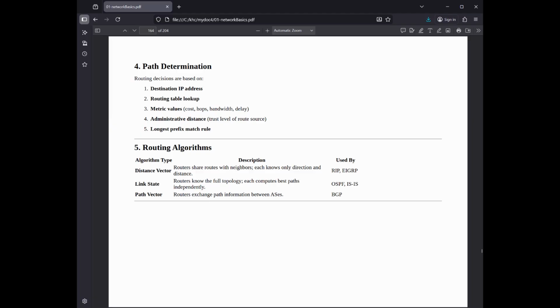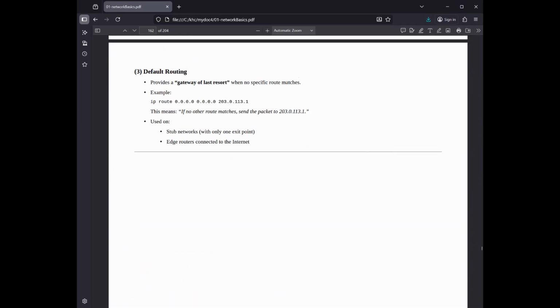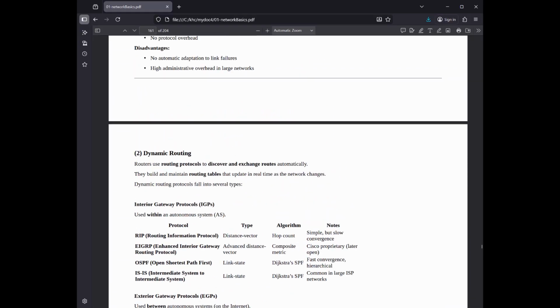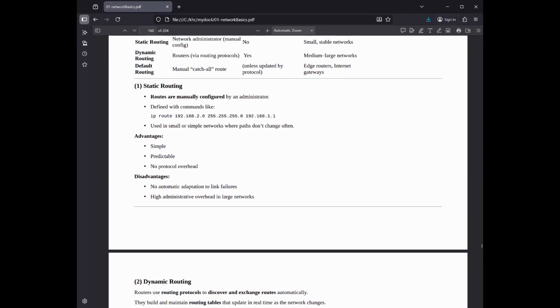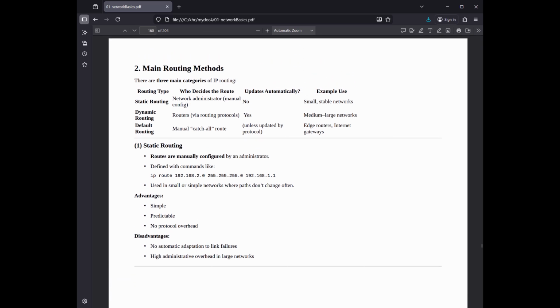Types of routing. Static routes are manually entered by an administrator and do not change automatically. Best for small, stable networks with predictable paths. Dynamic routers use protocols to automatically discover routing paths and update their tables in real time to adapt to link failures. Best for large, complex networks. Default, a catch-all route used when no specific path is found in the routing table. Best for stub networks with only one exit point to the internet.